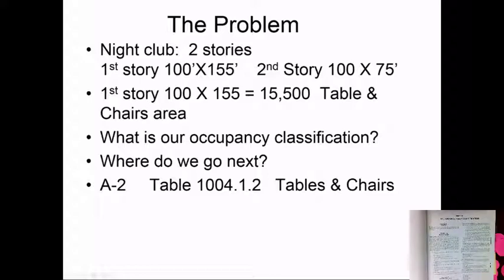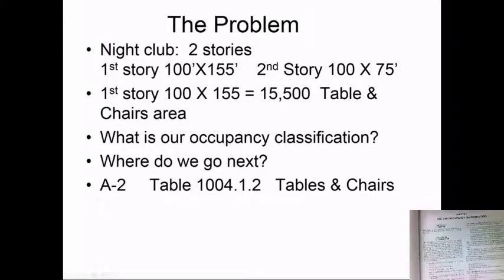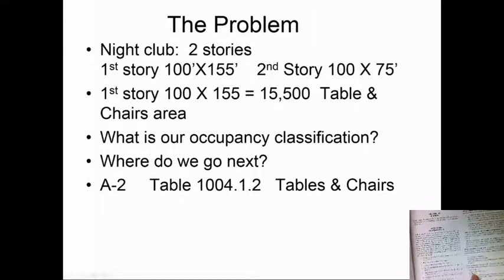So the first thing we need to do is determine our occupancy classification. If we go back and look at our classifications, you can see nightclubs are listed right here. Okay, get a little closer look. And you can see it. So it's an Assembly Group A2, nightclubs.